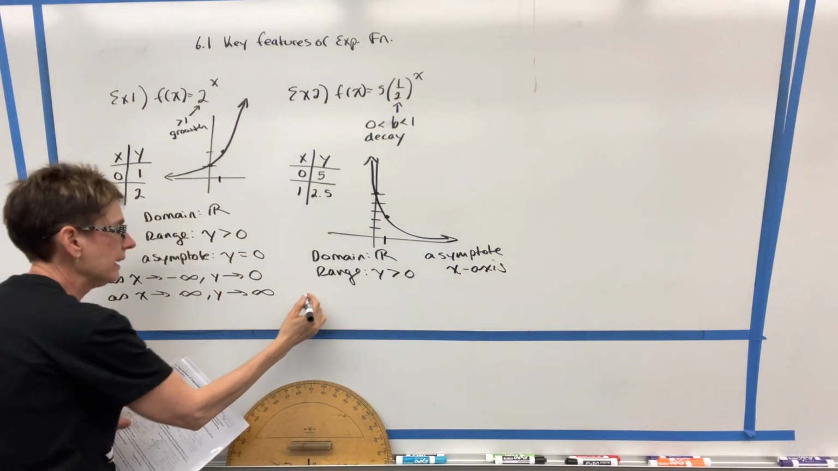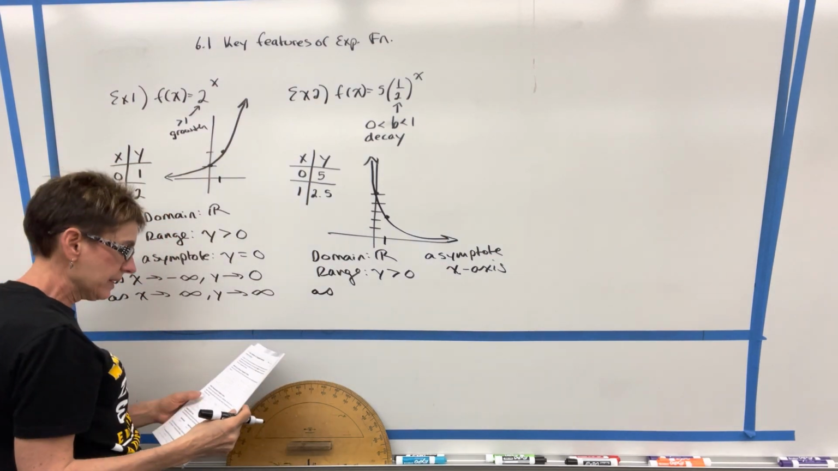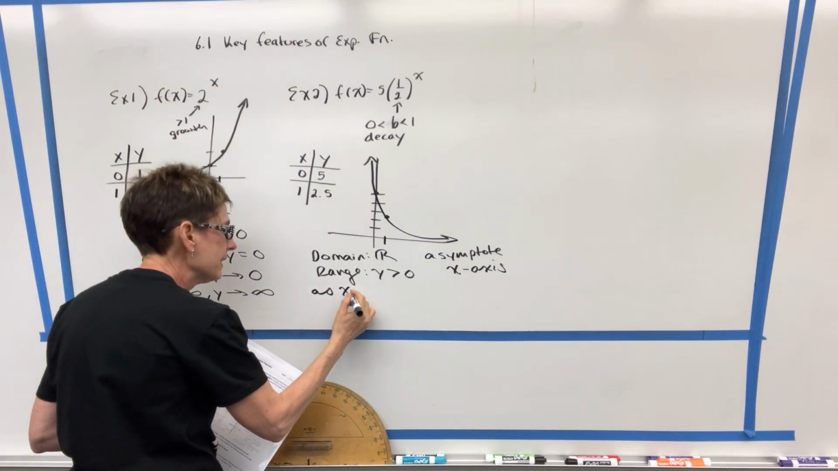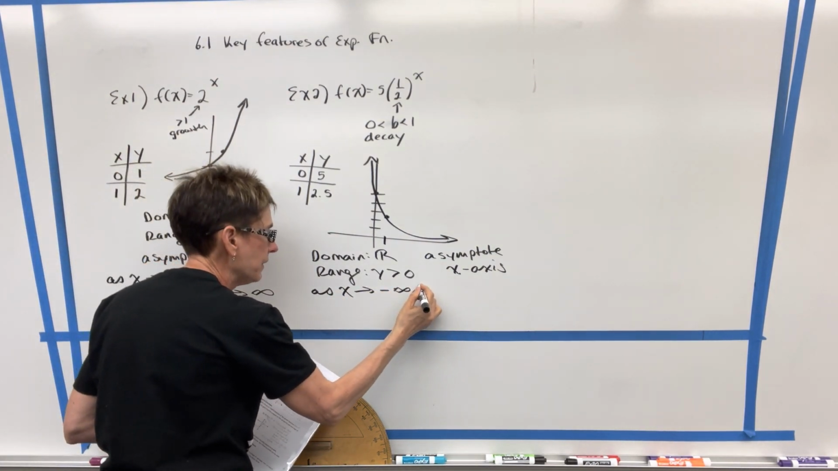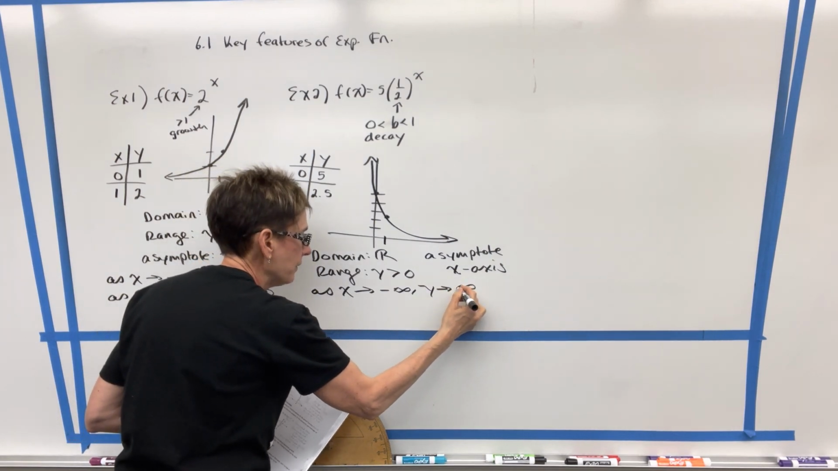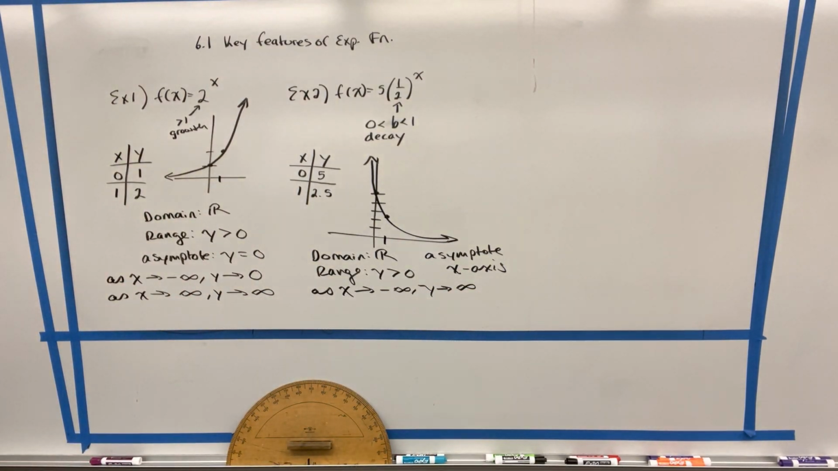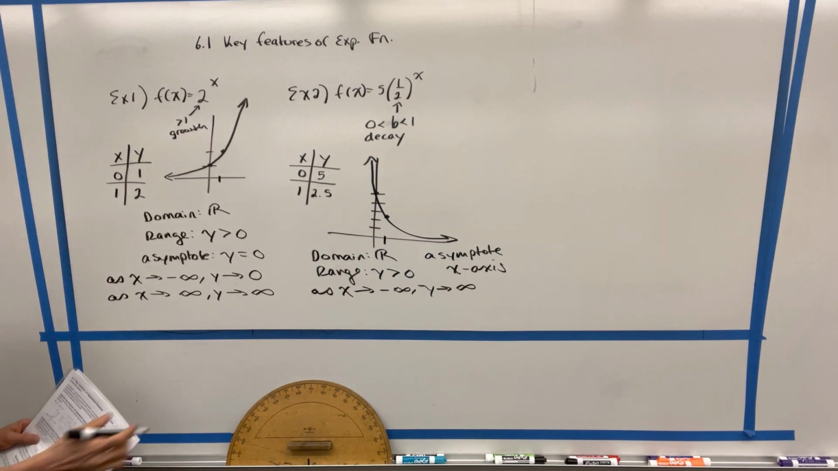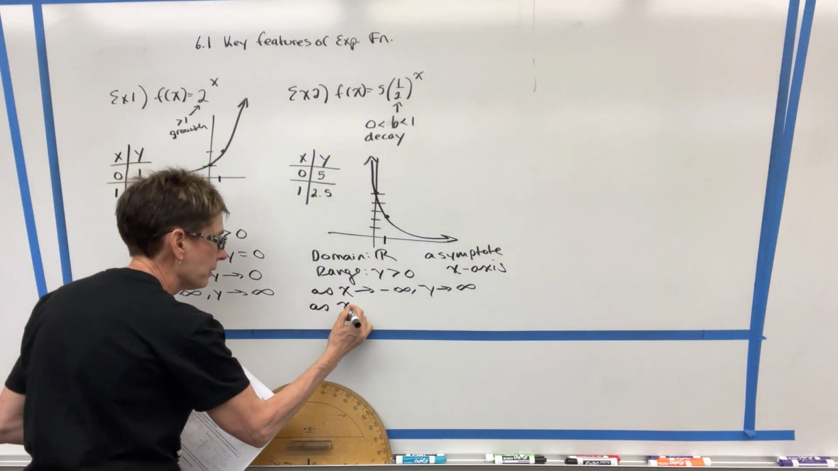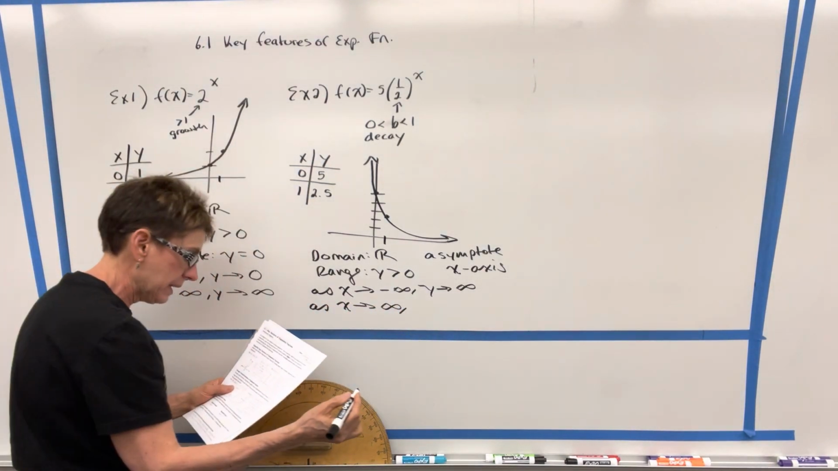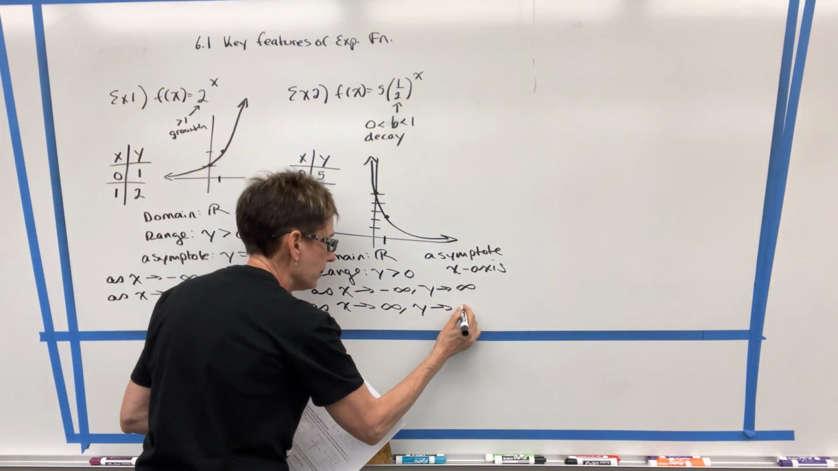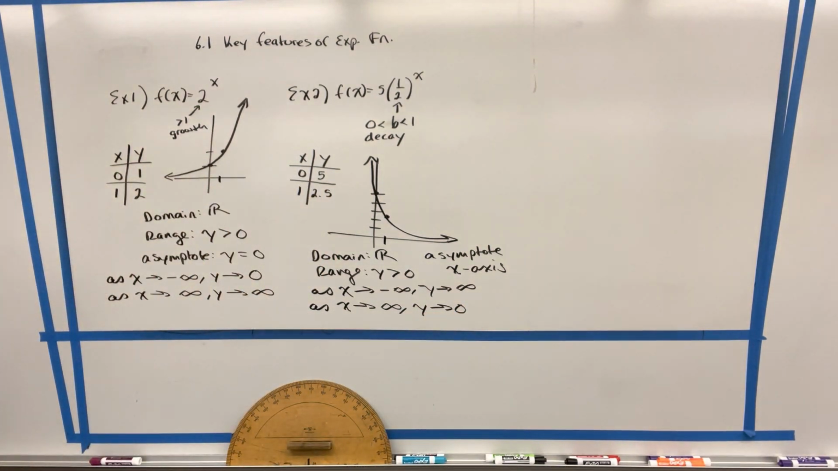And then again, we can describe the ends of the function by saying as x approaches negative infinity, y approaches infinity. That means as we go to the left, y gets greater and greater. And then as we go to the right, or as x approaches positive infinity, then y is going to get closer to 0. Y approaches 0.